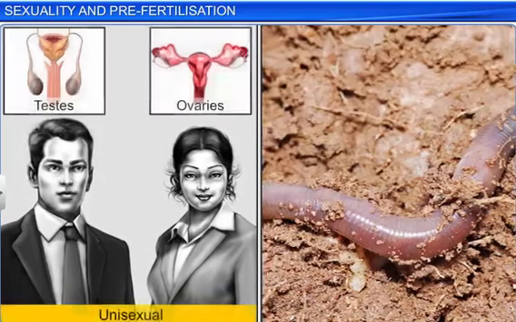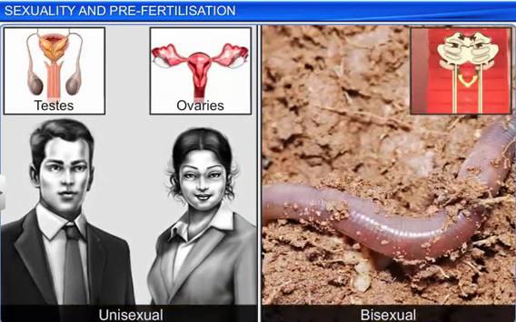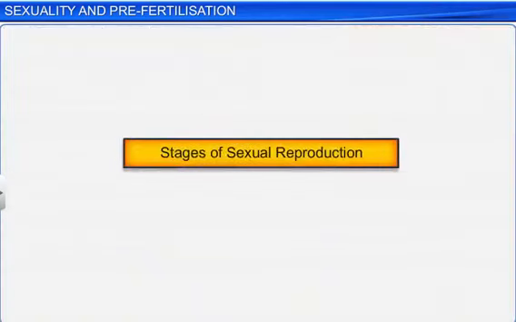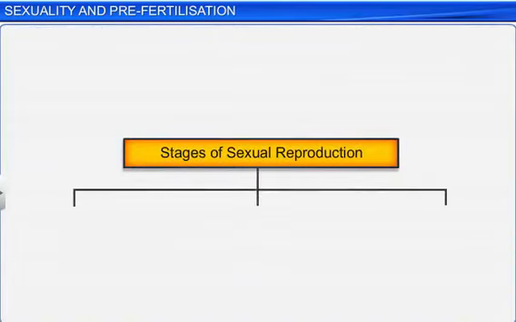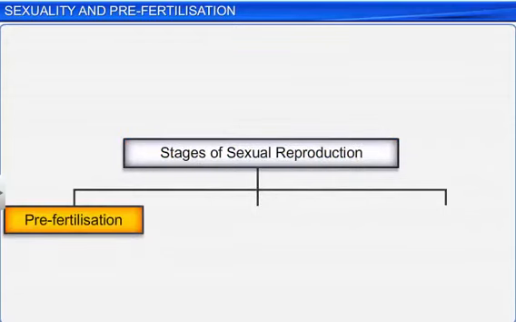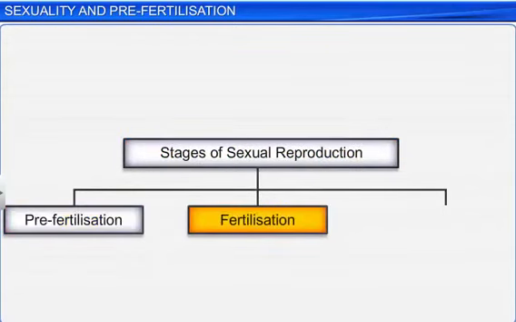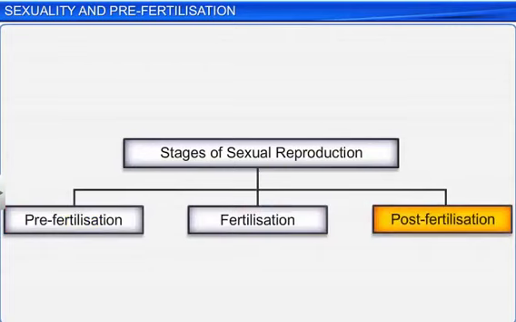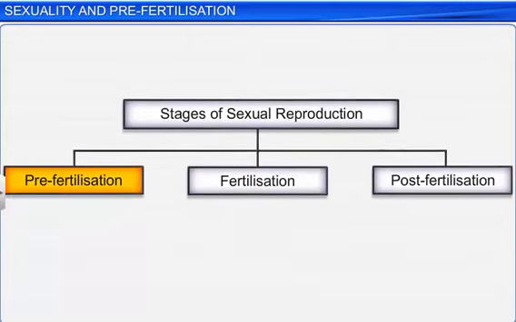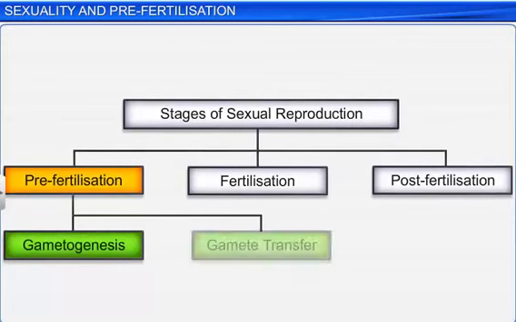Regardless of whether organisms are unisexual or bisexual, reproductive structures play an important role in sexual reproduction, a process that's divided into three distinct stages, namely the pre-fertilization, fertilization, and post-fertilization stage. The pre-fertilization stage is the first stage in sexual reproduction and includes gametogenesis and gamete transfer, events that occur prior to the fusion of gametes.